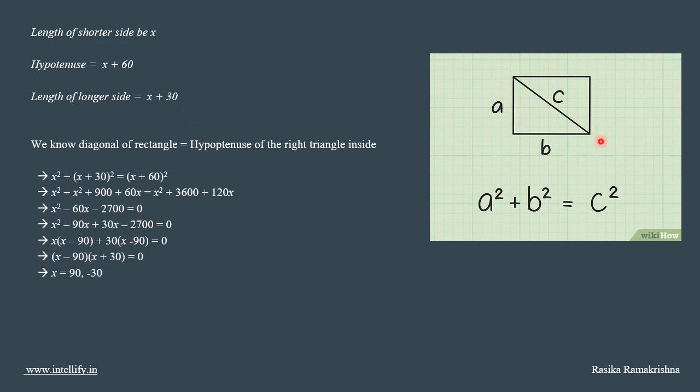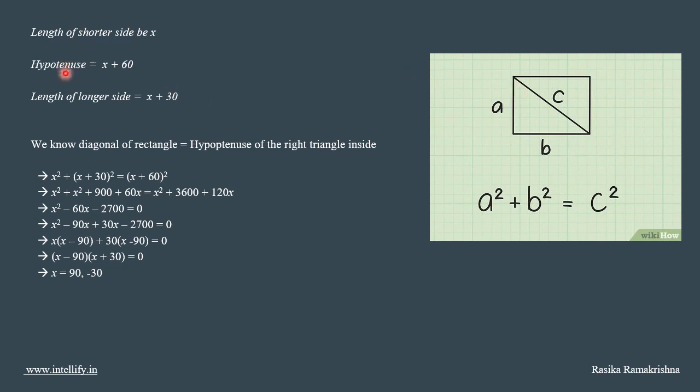Because the diagonal is going to divide the rectangle into two parts and they are both going to be right triangles. And the minute you have a right triangle and some information about its sides, the first thing that must strike your head is the Pythagoras theorem. So here we're going to be using that. Here the diagonal of the rectangle is going to be the hypotenuse. I think that's pretty obvious.